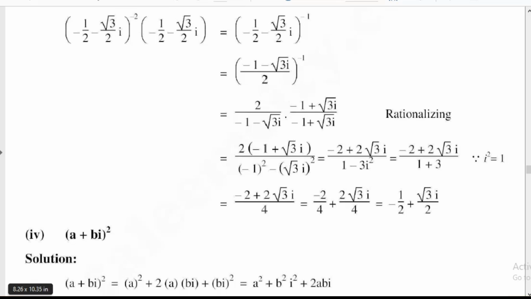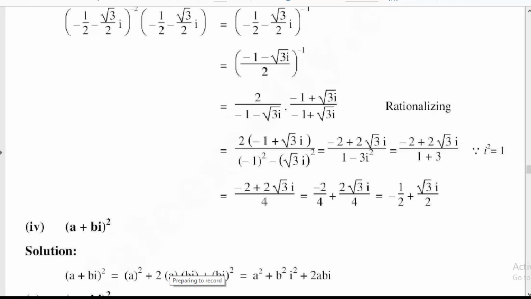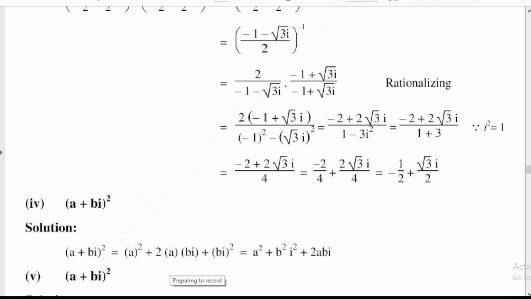A plus b iota whole square can also be written in formula form, that is a square plus 2a into b iota, plus b iota whole square. So a square equal to a square plus 2ab iota plus b iota whole square, which can also be written in the form of b square iota square plus 2ab. So iota square is equal to minus 1: a square minus b square plus 2ab iota, which is the required solution.